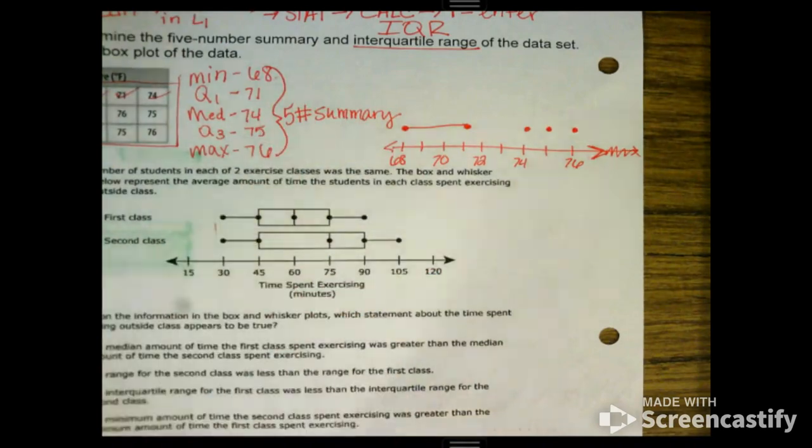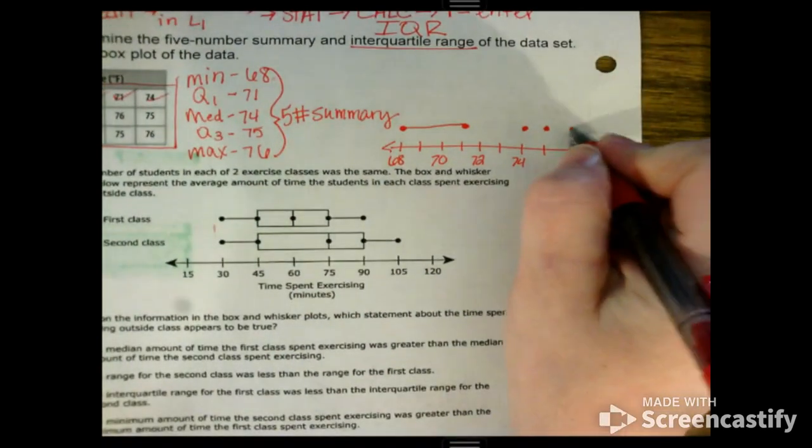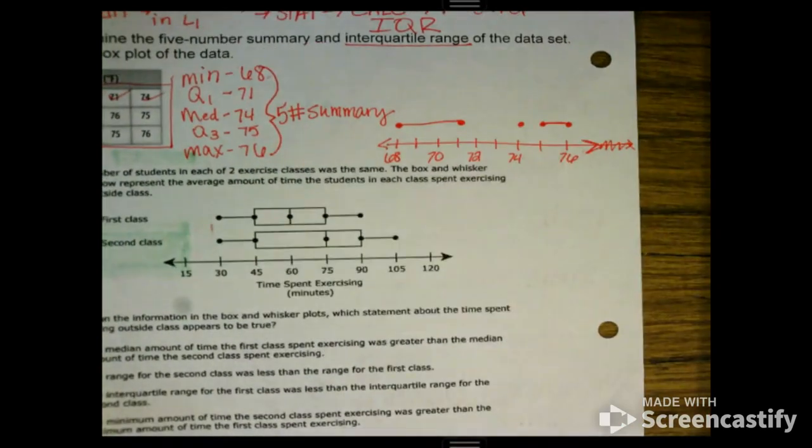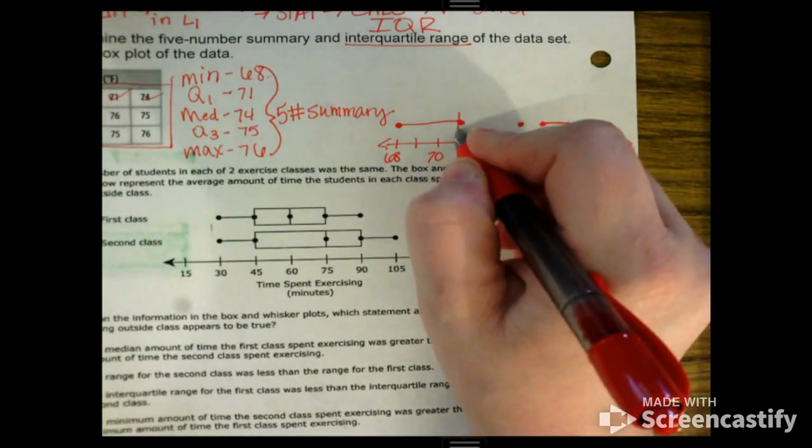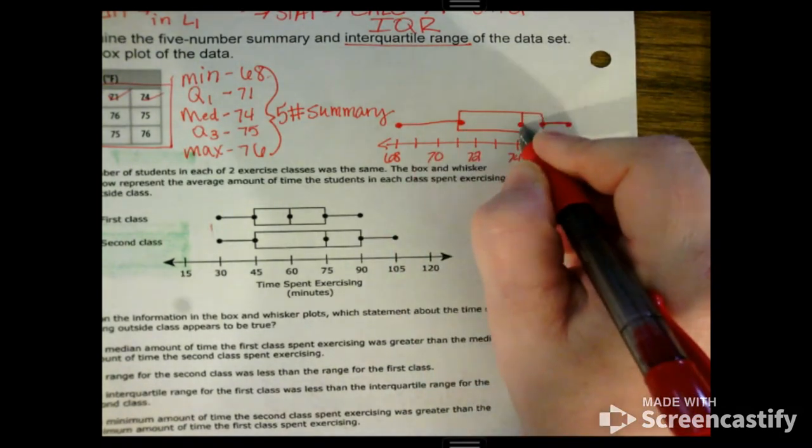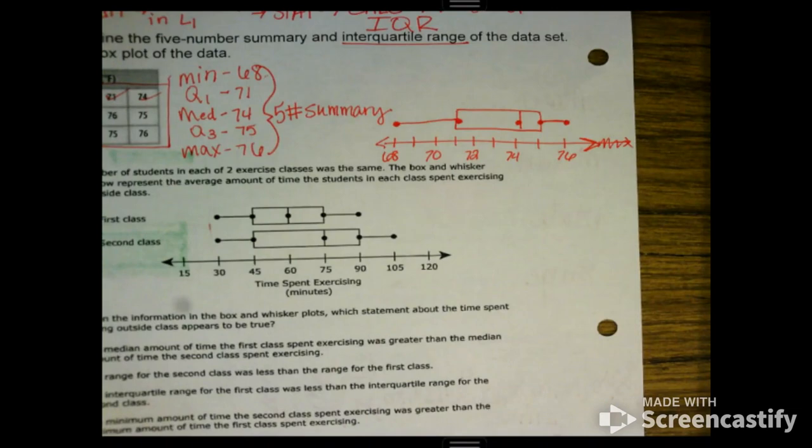Okay. To go from the outside of my data to the inside, right there, I made my whiskers. And that's it. Was that hard?